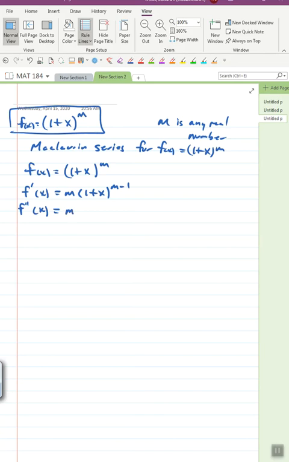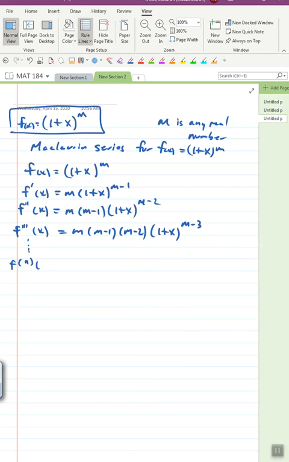What's the next derivative? Well, you just pull the m minus 1 down, and of course you subtract 1 from the power. And if I took the third derivative, it would be the same thing, except I would pull down the m minus 2. And now this would be m minus 3. In general, if I took the nth derivative, well, let's be careful here. This was the first derivative. This was the second derivative. This was the third derivative.